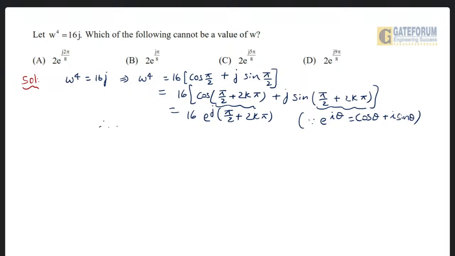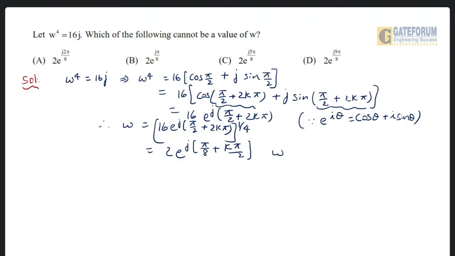So therefore this omega, that is w, is equal to 16 e to the power j times (pi by 2 plus 2k pi), the whole bracket to the power 1 by 4. The fourth root of 16 is 2. Now for the remaining term, (a power m) whole power n is a power mn, so e power j times 1 by 4 multiplied with (pi by 2 plus 2k pi). So this is pi by 8 plus k pi by 2.